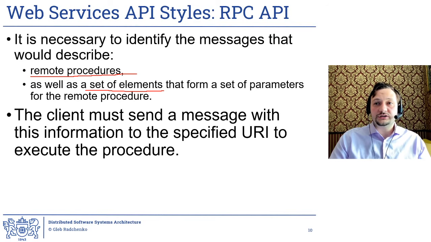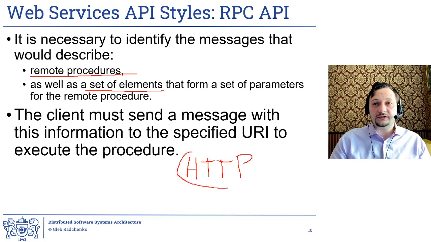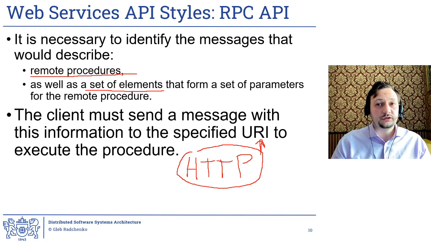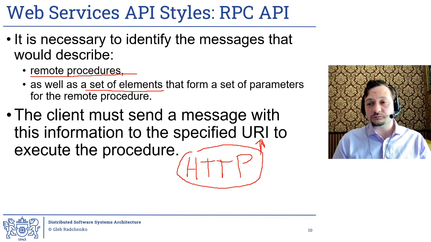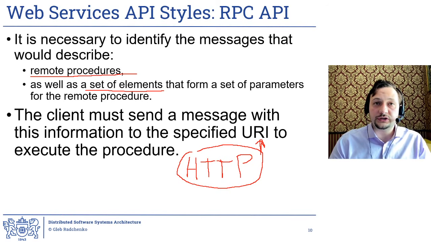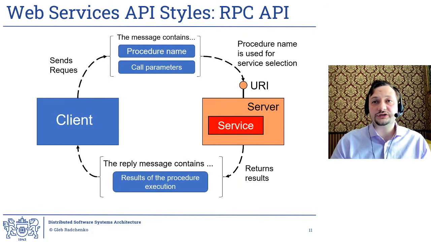But because right now we're using HTTP to define the location of the remote procedure, we can use a simple URL or URI to execute this procedure. When we implement the remote procedure call using the RPC API, we would implement the following process.